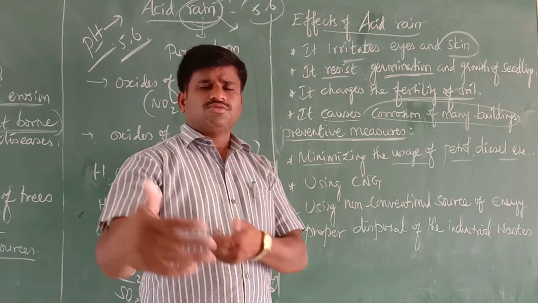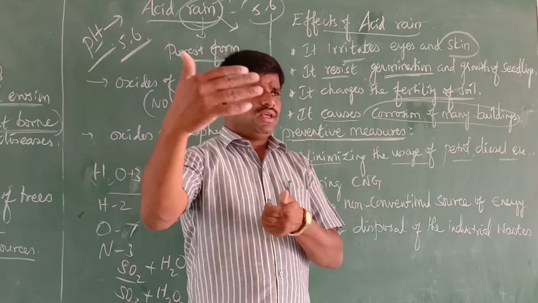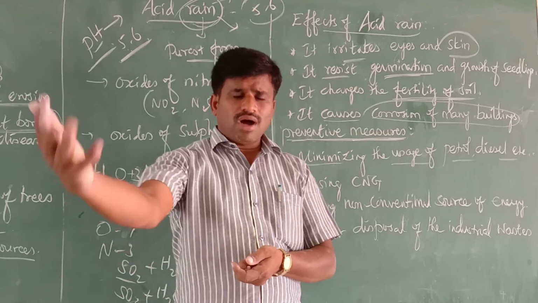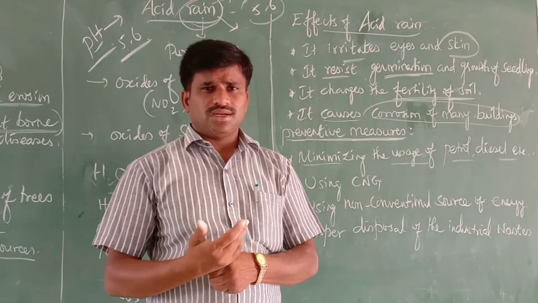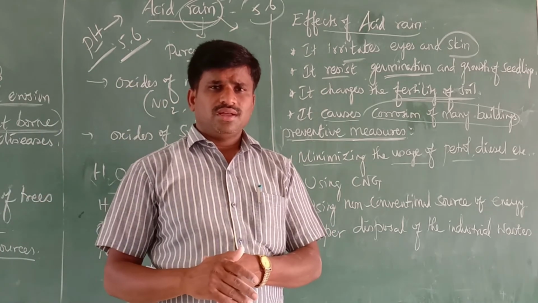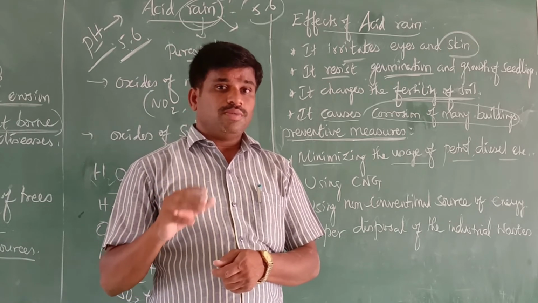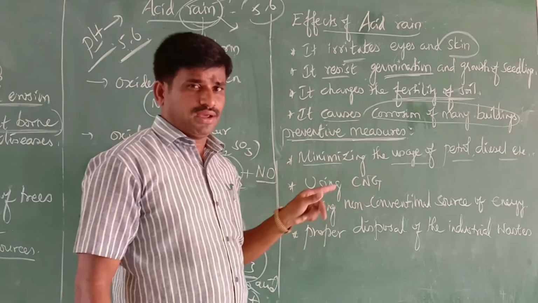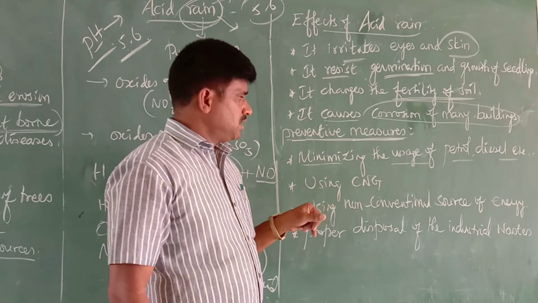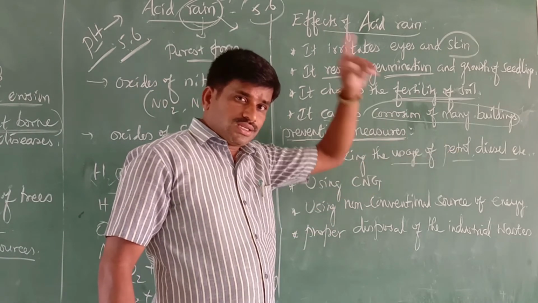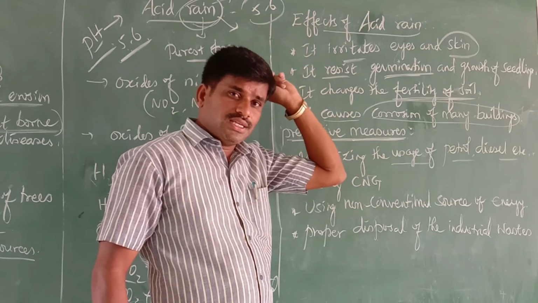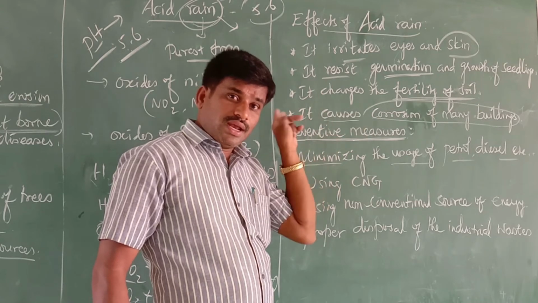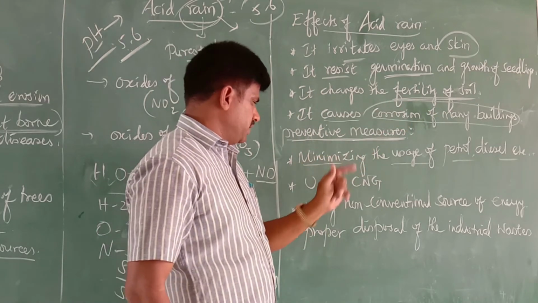Suppose we are going a very small distance, very near to us. We should go by walking and not take a two-wheeler or transport. Keep that in your mind. That's minimizing the usage of petrol and diesel. This is one of the ways. It should be minimized because petrol and diesel release sulfur dioxide into the air. This is the reason why the rain becomes acid. That's why it should be minimized.